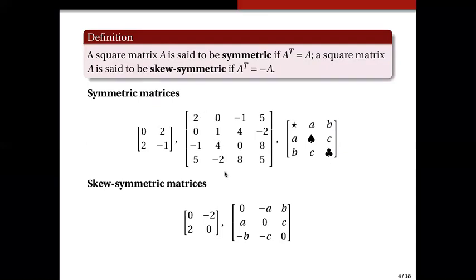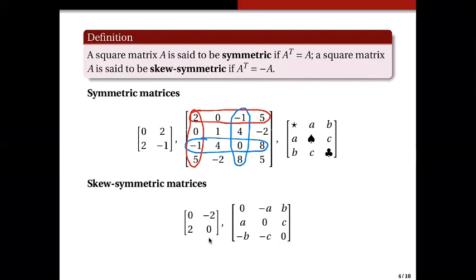A good observation that we can make on symmetric matrices is that the ith row of the matrix is the same as the ith column of the same matrix. For example, if we are looking at the first row of this 4 by 4 matrix, it is the same as the first column of this matrix. If we look at the third column of this matrix, this is the same as the third row of the matrix, and so on.